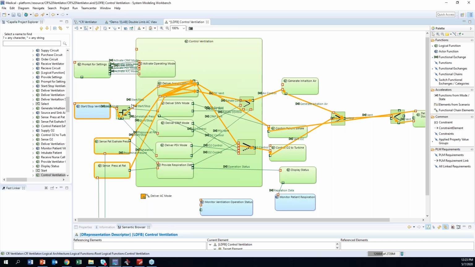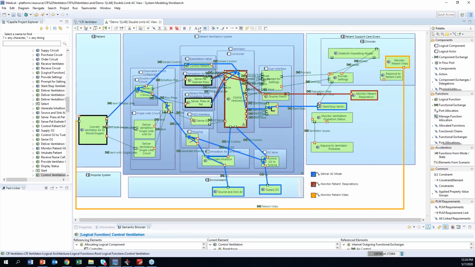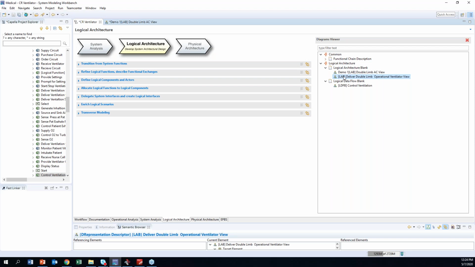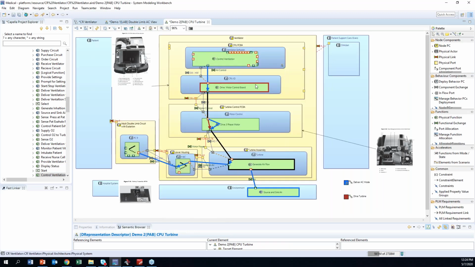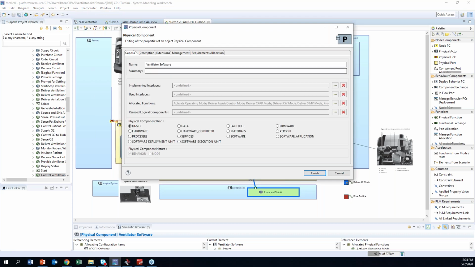Eventually, this functionality gets allocated down to a physical model. So if I go over to the physical models, especially the one of the physical, I'm going to go in and look at the turbine model here. Here I actually have identified a component called ventilator software. This is what we would call a behavior component. I've tagged that component, I can go in here and tag that as software.